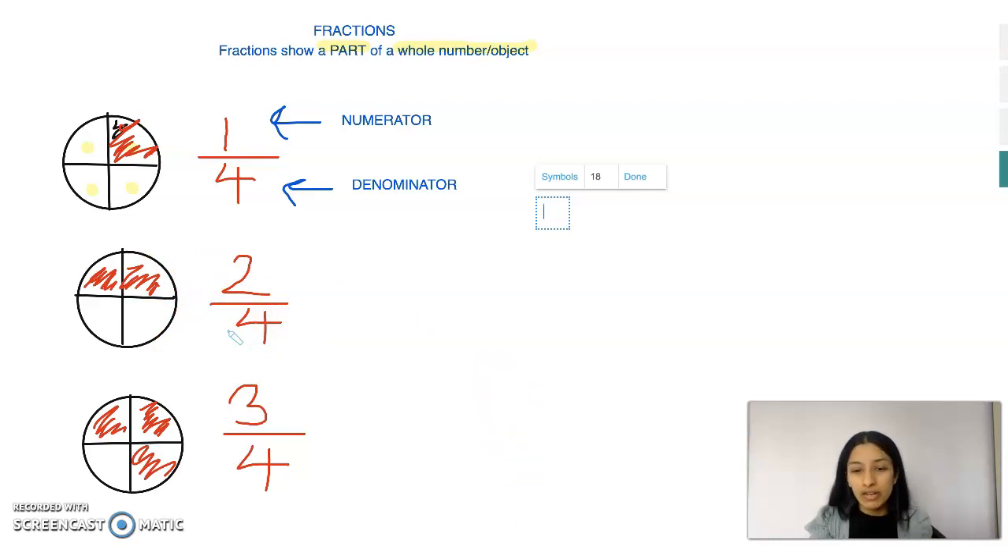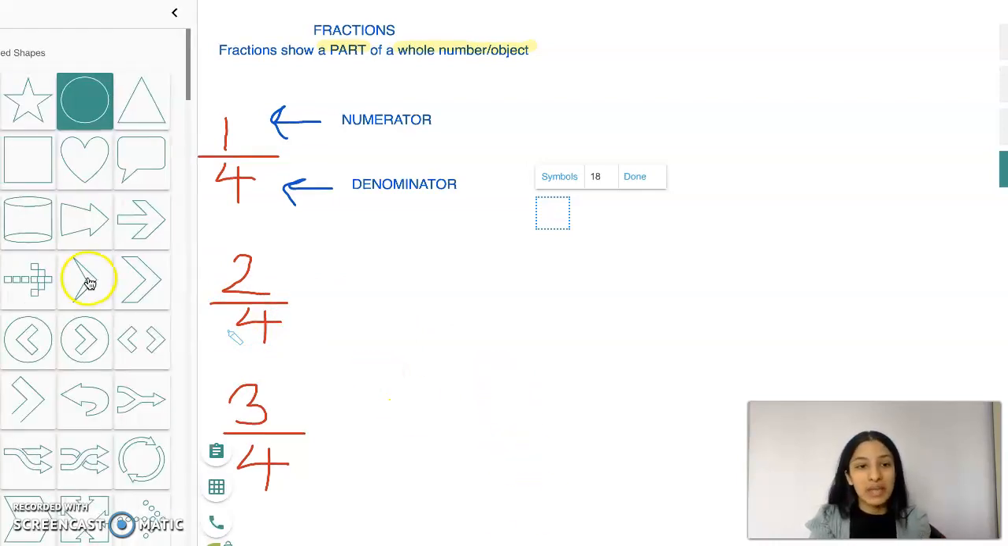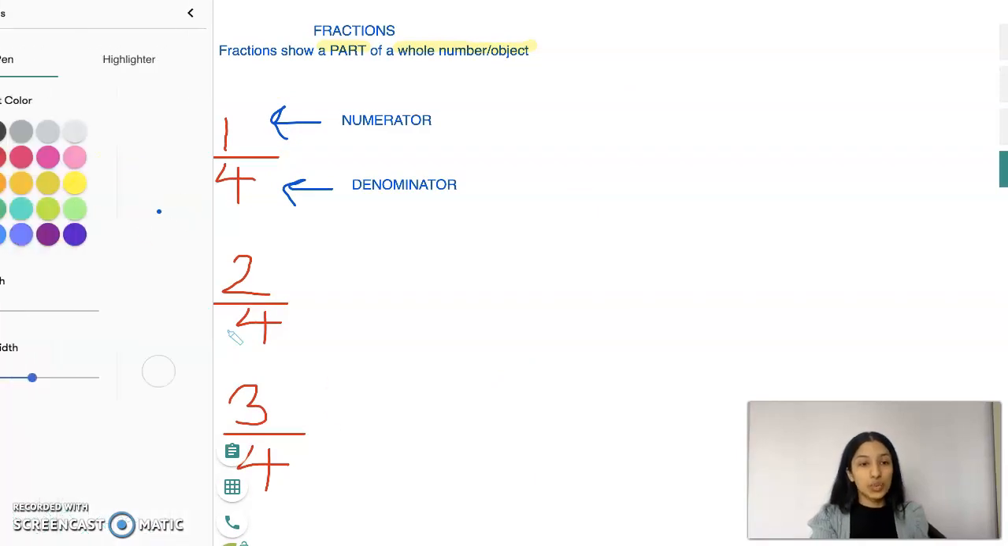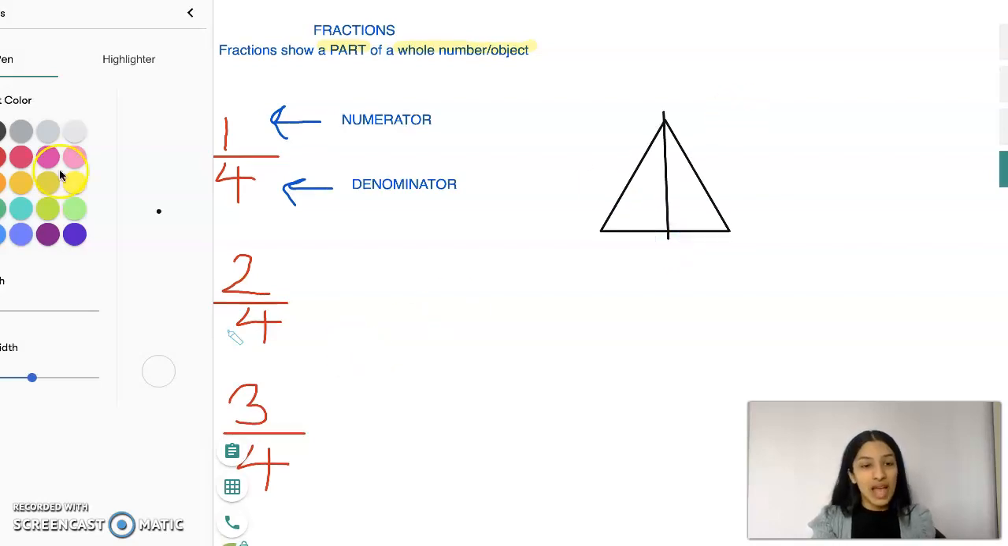I'm going to quickly look at a different shape to make things more clear. Let's take a look at a triangle. I'm going to draw a triangle on the side over here, and I'm going to cut it up into 2 sections, like so. And I will, let's say, just shade one of the 2, like this.